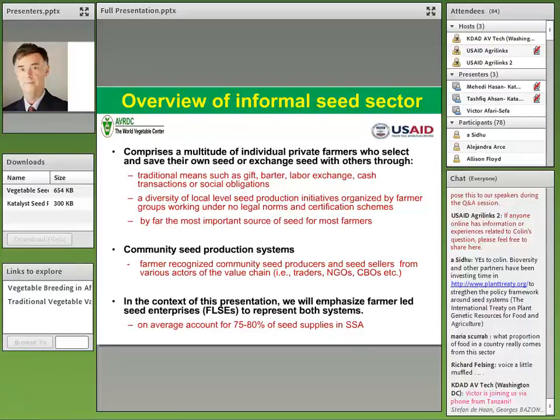The formal sector, which is the private seed companies, accounts for quite a very small proportion of this, and I think this is well documented already.